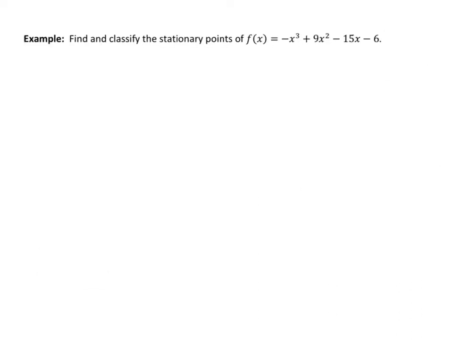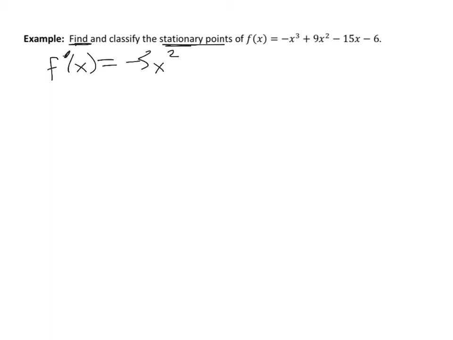All right, so now that we've got a sense for that, let's see if we can apply that knowledge. In this example, we're going to find and classify the stationary points of a function. The first thing we need to do is find the stationary points. To find the stationary points, I need to find the derivative, and then I need to set that derivative equal to 0 or find out where it's undefined. The derivative for this function, this is just a polynomial, so it should be easy.